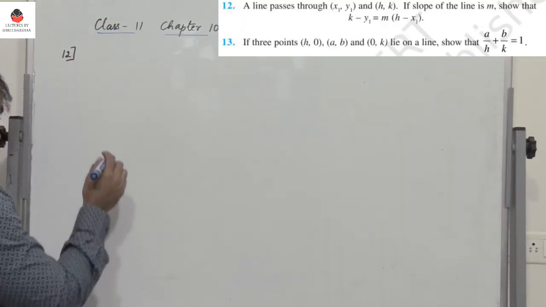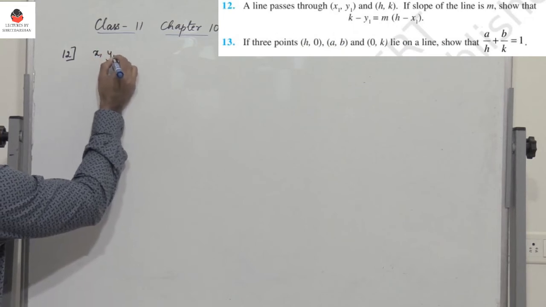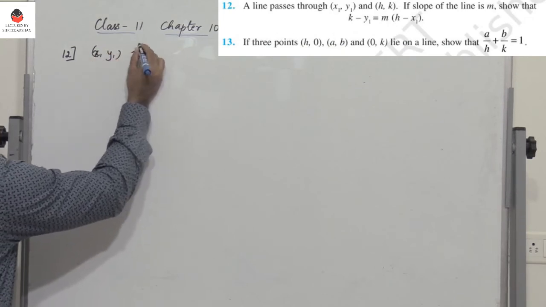Question 12: a line passes through the point (x1, y1) and (h, k).